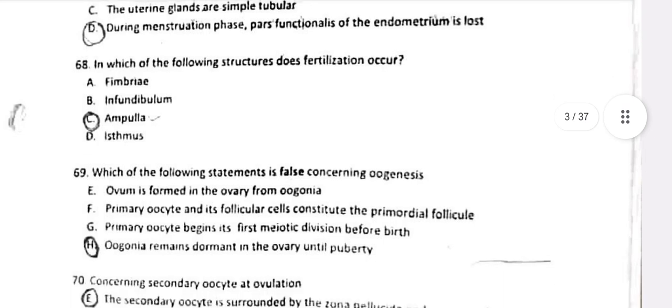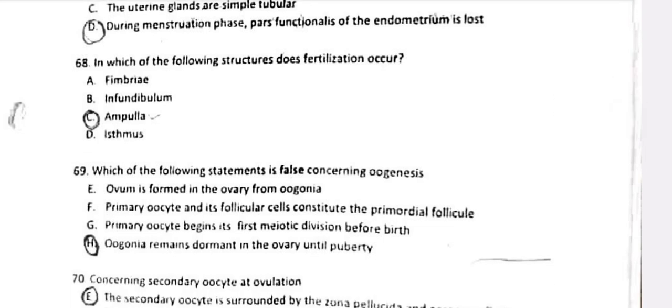Then question 68 is saying, in which of the following structures does fertilization occur? Remember that, of course, the female internal reproductive organs, specifically the oviduct, the uterine tubules, the fallopian tube, it is long, of course, but there is a specific region or area where fertilization most likely takes place. We refer to that as what? The ampulla. The ampulla is the correct region where fertilization takes place.